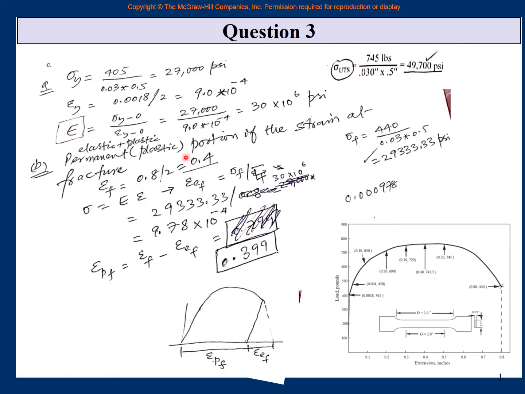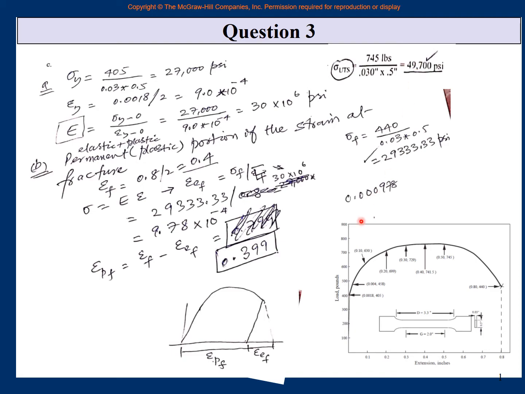Okay, the ultimate point is here. The ultimate load is 745. So divide 745 by the cross sectional area. The ultimate strength is 49,700 psi. So this is part A: what is the elastic modulus, the Young's modulus, and what is the ultimate strength, right?